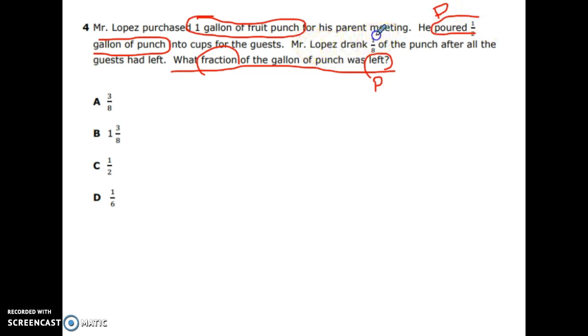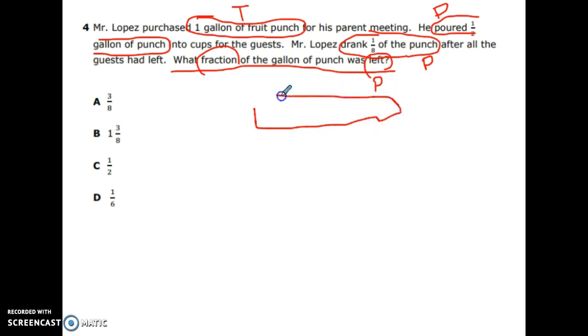And he drank 1/8 of the punch. Again, that's not my total. That is another part of the punch. And then since that's the last thing, I know that this purchased 1 gallon of the fruit punch is my total amount of fruit punch. I'm not getting any more fruit punch. This is all the fruit punch he starts with, and then these other parts are taken out.